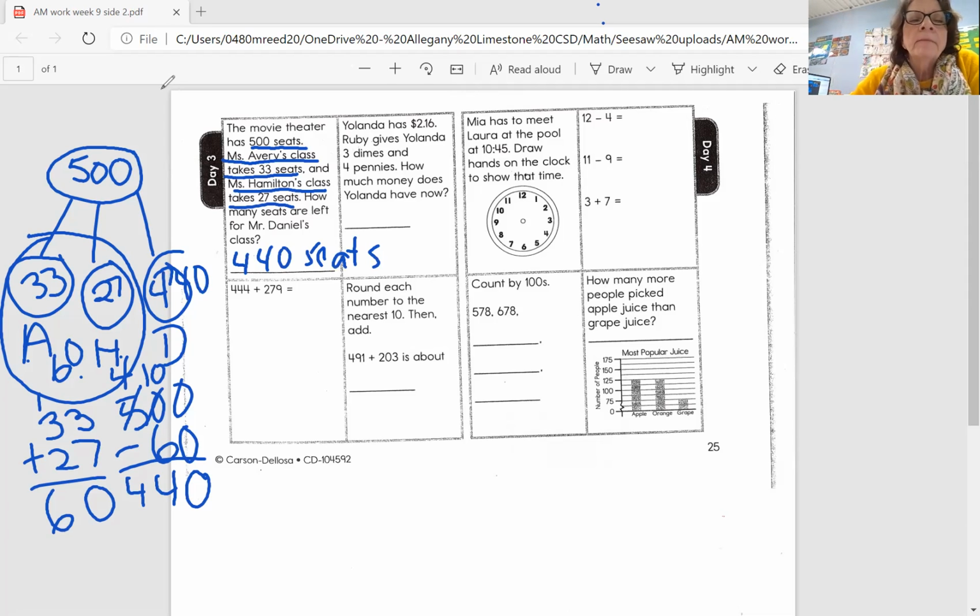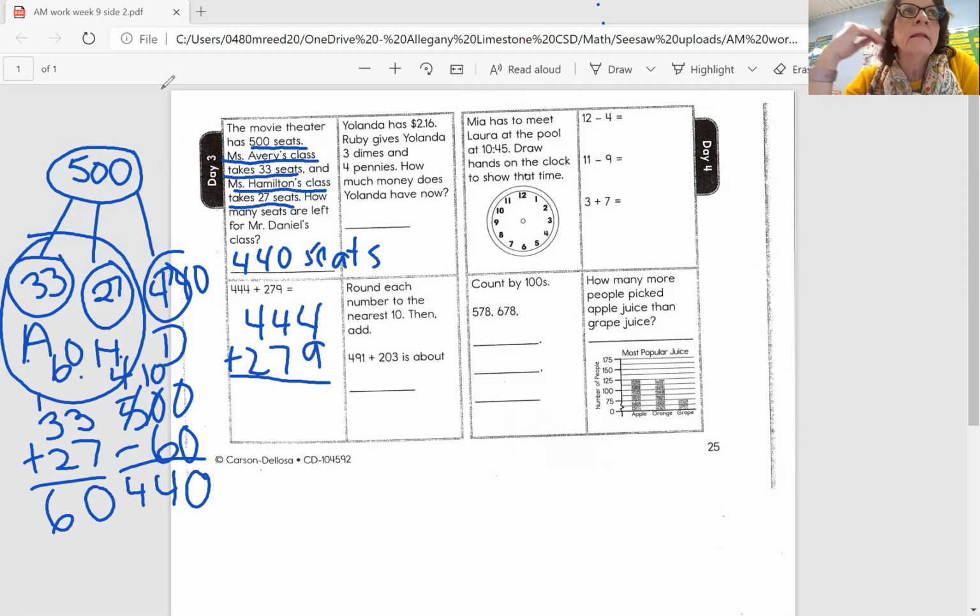Okay, the next problem is a simple algorithm. Remember, on Seesaw, you can write your work anywhere in the white space that surrounds the template or on the template itself. I'm going to try to be neat here and put it in this box, but you do not have to do that. So 444 plus 279, make sure you pay attention to the sign they're using. Sometimes we automatically think addition when it's a subtraction problem or vice versa. This one we are adding.